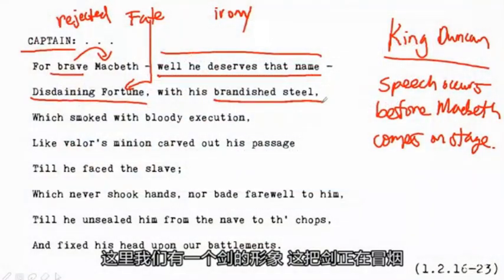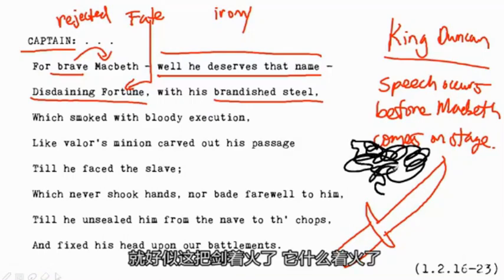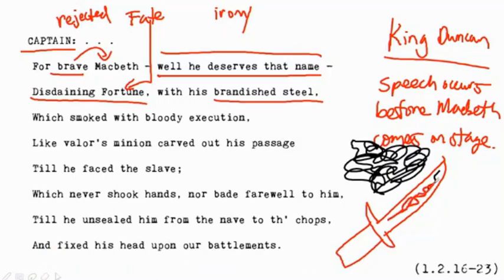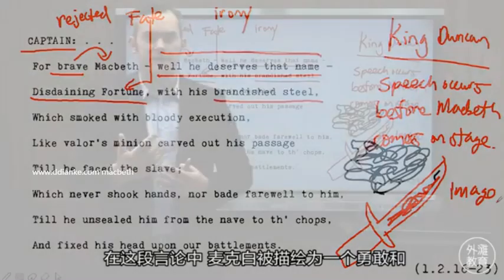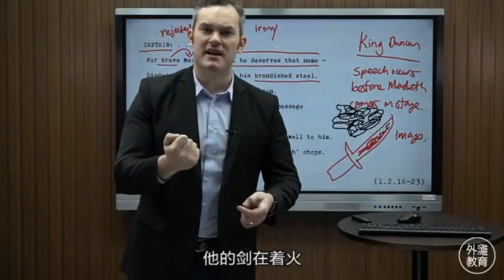Okay, so we have this image here of a sword, right? If this is the sword, and the sword is smoking, it's almost like the sword is on fire. And why is it on fire? Well, it's on fire with all this bloody execution, according to the captain. So there's this image in this speech of Macbeth as such a brave and such a violent warrior that his sword is on fire as he executes his enemies.